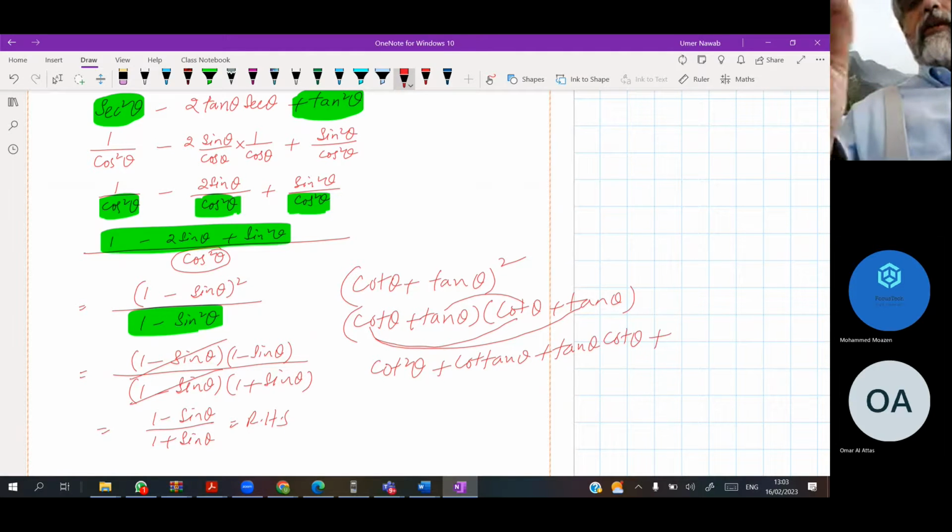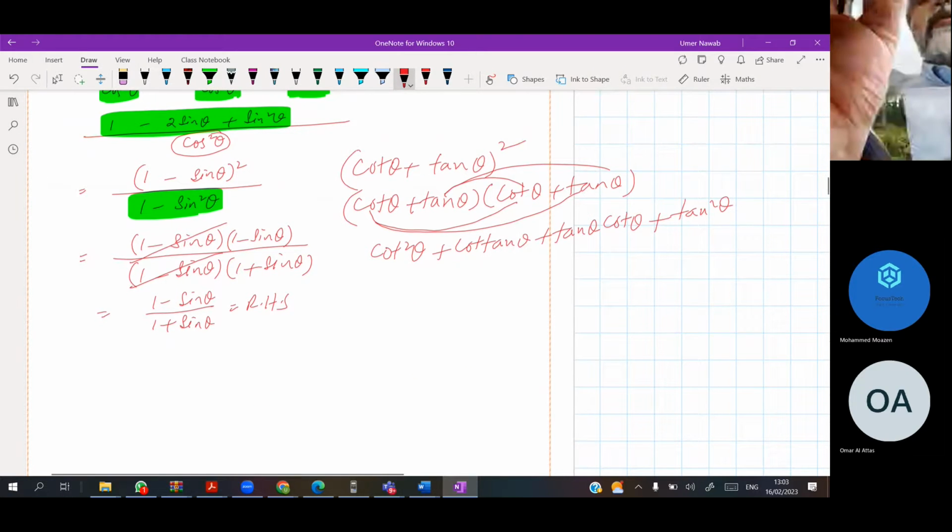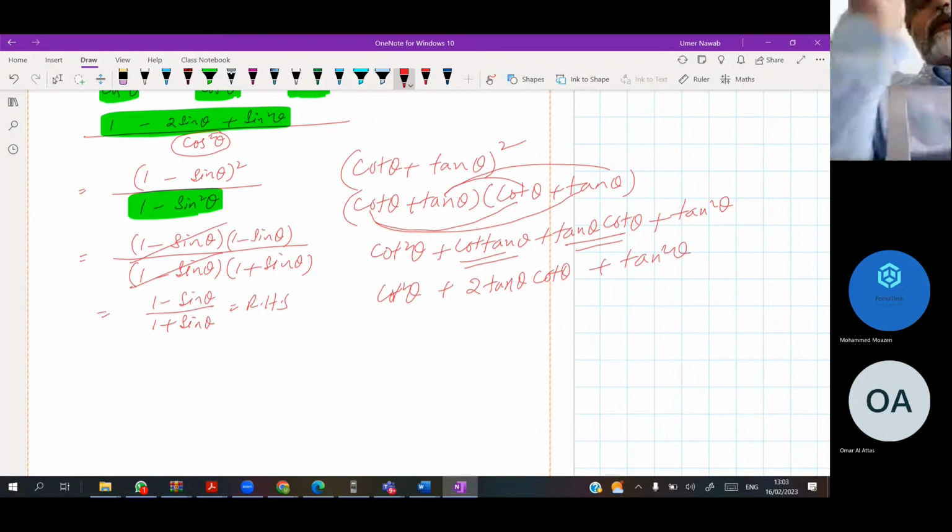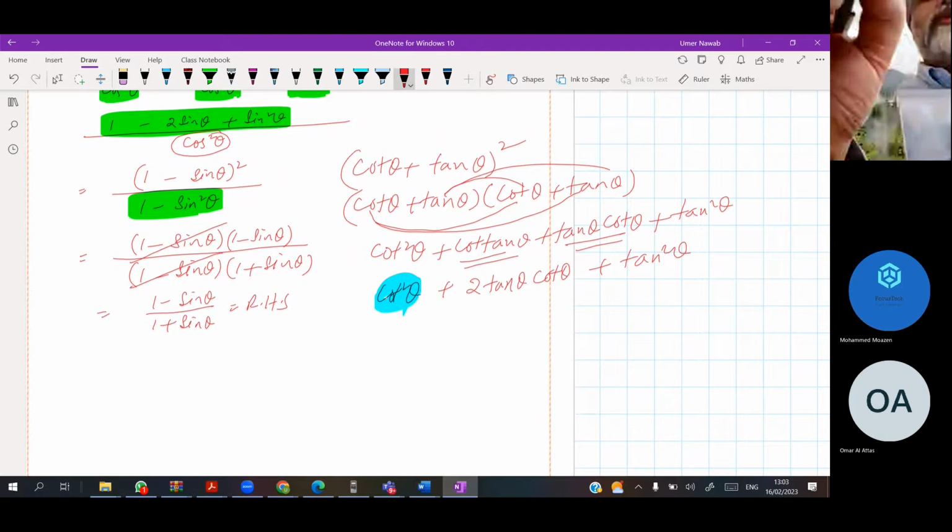Okay. And then tan times tan is tan squared, then cot squared theta. They are the same numbers. So I write 2 tan theta cot theta plus tan squared theta. And then after that, my friends, you can write tan cot squared is equal to what?